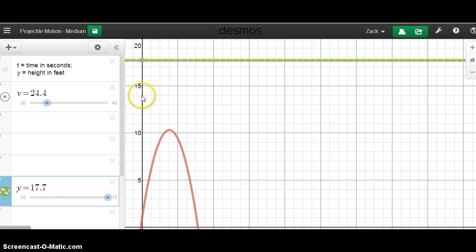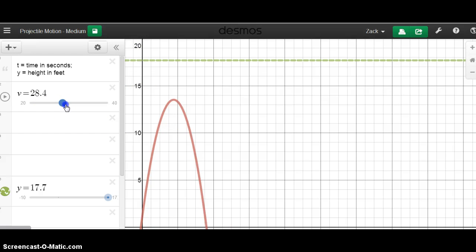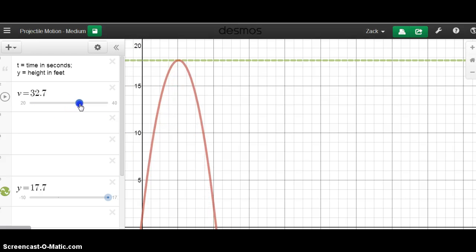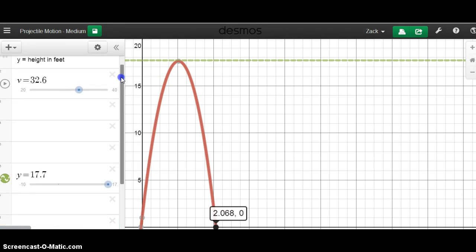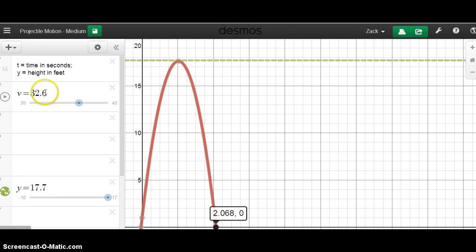We have height on the y-axis and time on the x-axis. Gravity is incorporated, and we can try to figure out what velocity we'll need to get it just to that height. Turns out that velocity is about 32.6 feet per second. That, in turn, tells us something about time. Let's take a look. Looks like it'll take about 2.068 seconds for it to reach 17.7 feet when it's shot at this velocity, 32.6 feet per second.